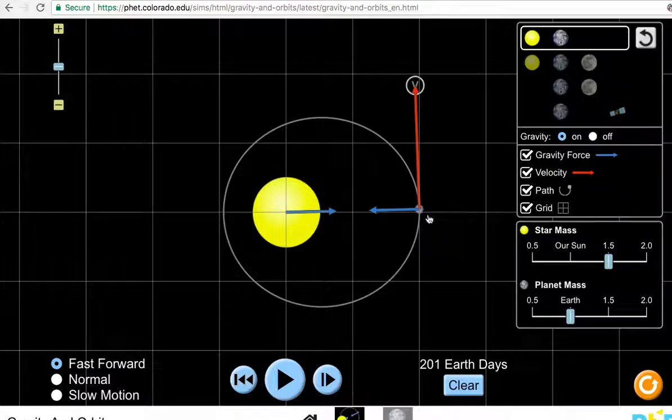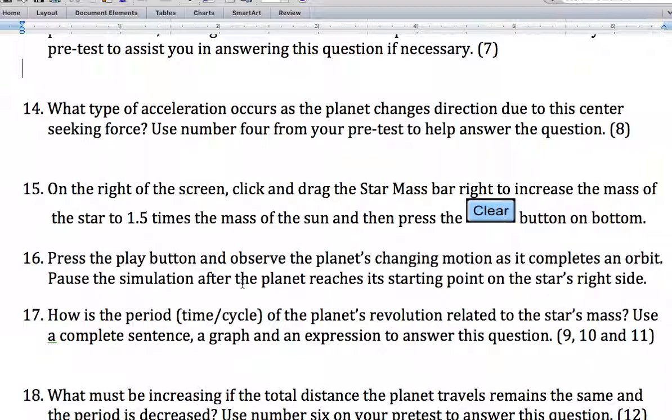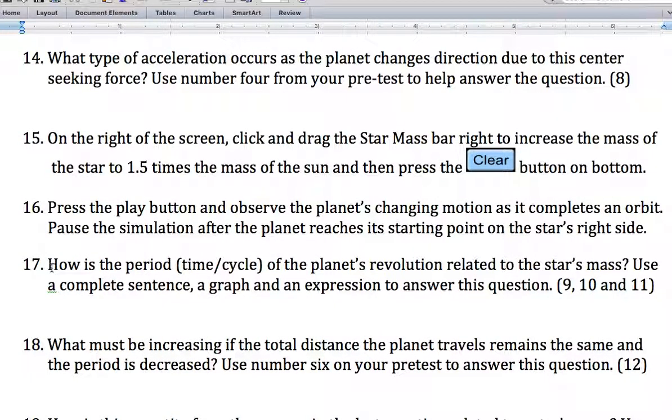Alright, a little bit too far, probably one day off again. So it was 365, now it's 201. This planet only was able to spin around itself 200 times in its one orbit, whereas before it did it 365 times. So now what we can do is look at how the period, which is the amount of time per cycle, how much time it took for that planet to make one revolution, and how does it relate to the star's mass.